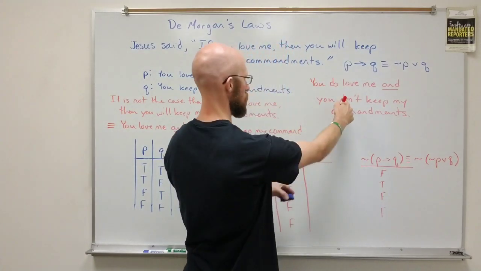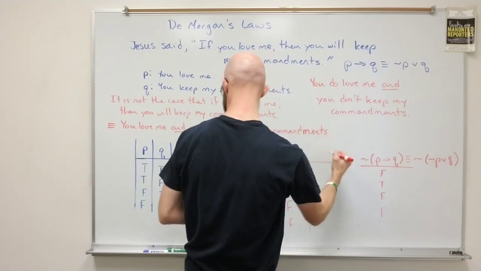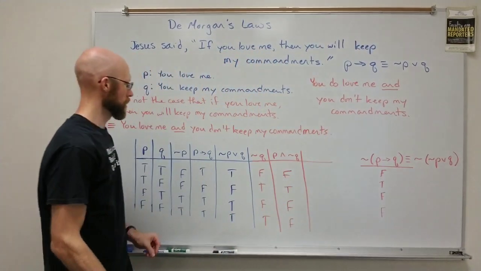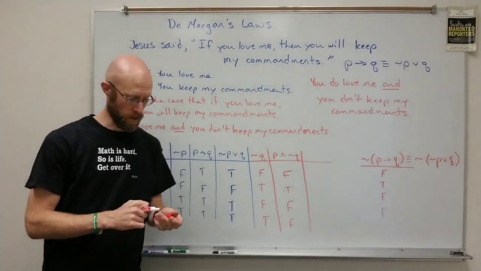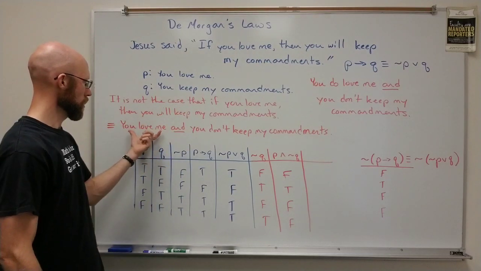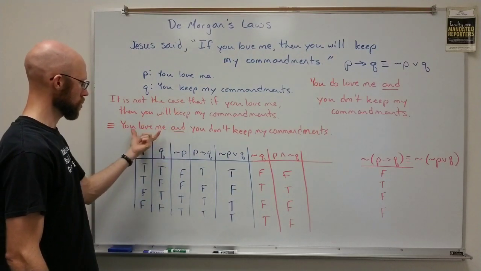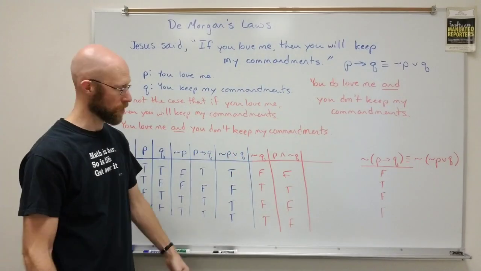Which is actually what I have written up here already, so I don't really need to rewrite it, but I did. That's okay. So these two statements are equivalent to each other: the negation of the conditional and the conjunction of the antecedent and the negation of the consequent.